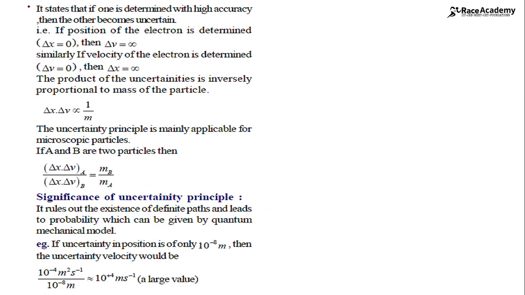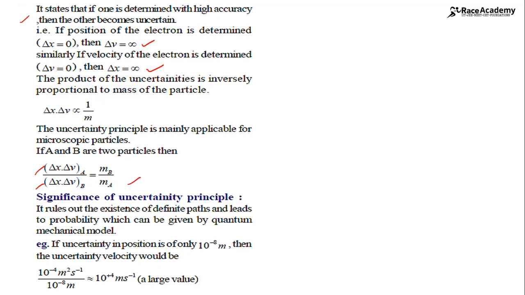So what is that? Heisenberg's theory states that if one is determined with right accuracy, then the other becomes uncertain. That means if you know the delta x value, the delta v value will become infinite. If you know the delta v value, the delta x value will become infinite. So the product of the uncertainties is inversely proportional to the mass of the particle, that is 1 by m. And from these two conditions, you can write the Heisenberg formula as delta x into delta v, A condition, by delta x into delta v, B condition, is equal to mb by ma.